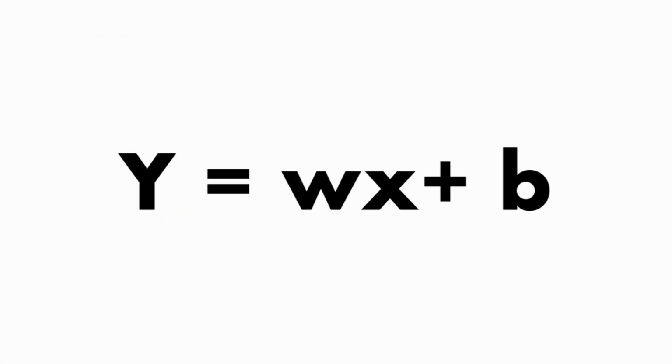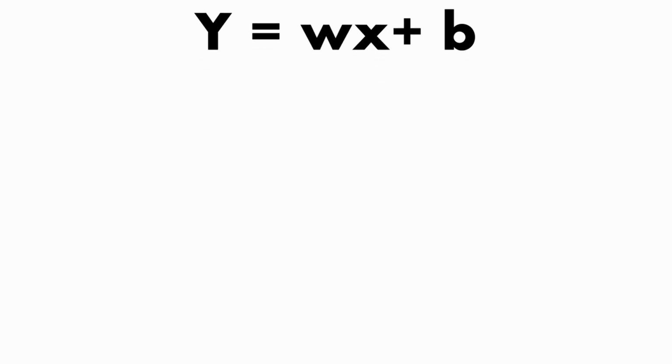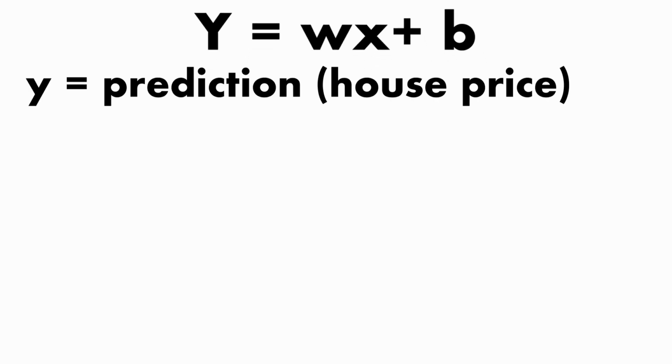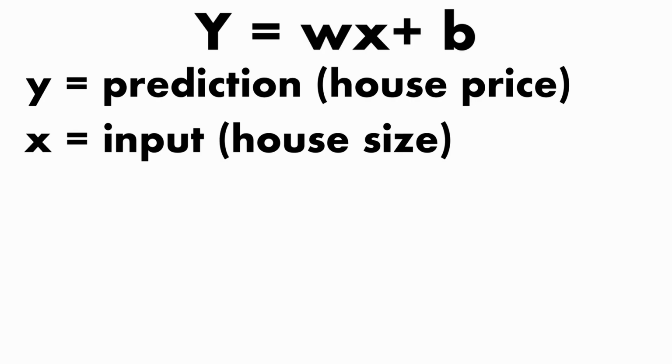This linear equation is what we use to form this relationship. Let's break this equation down. Y is the prediction, the value we want to predict. In our case, the house price. X is the input. This is the data we have. We are trying to predict our Y, house price, based on our X, the size of the house.